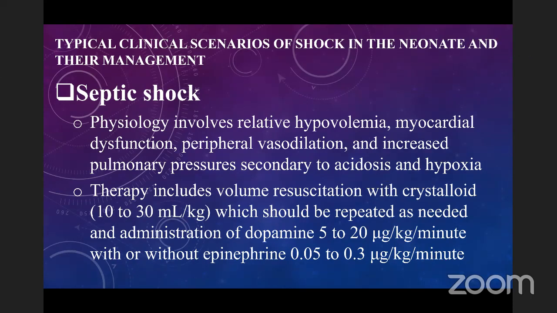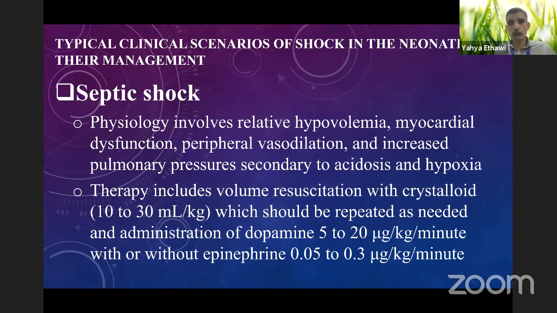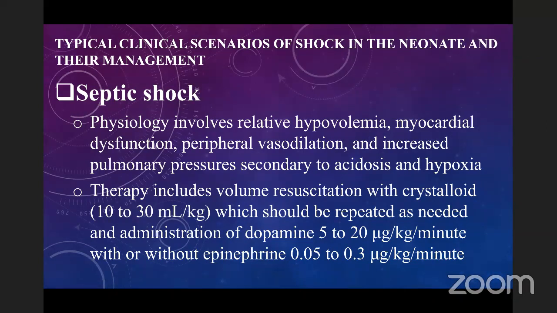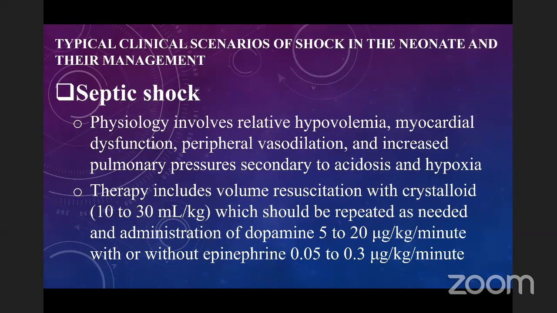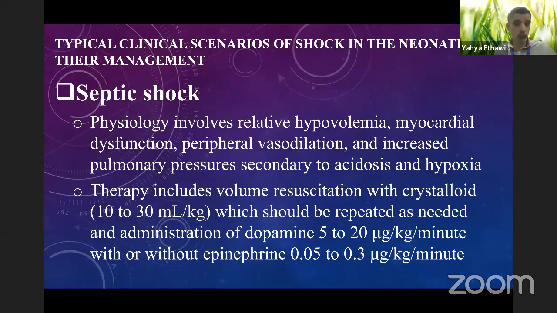The septic shock can cause hypovolemia, can cause myocardial dysfunction, can cause peripheral vasodilatation, and can cause pulmonary hypertension due to acidosis and hypoxia. So remember, these can be all together and can be separated. So when you have a septic shock, think, is it systole mainly? Is it diastole? Is the heart functioning? Is it the tone? Is there peripheral vasodilatation? Is there hypertension with it? Is there metabolic acidosis or hypoxia?